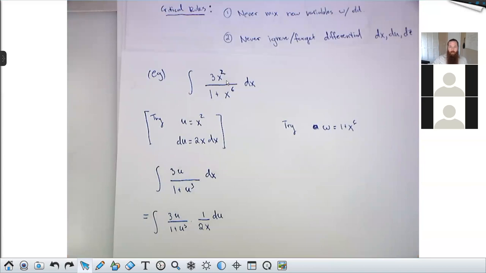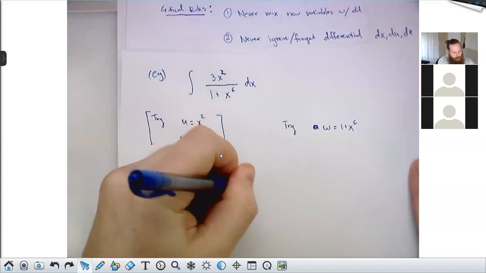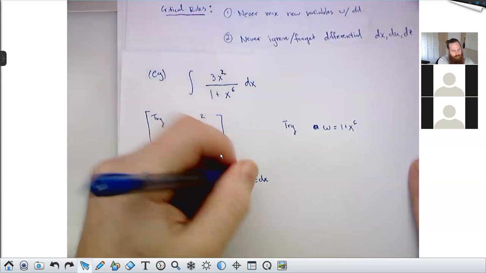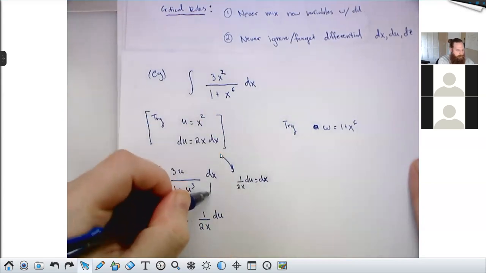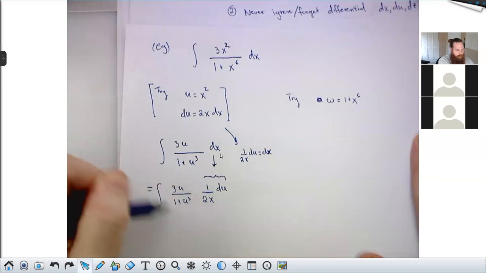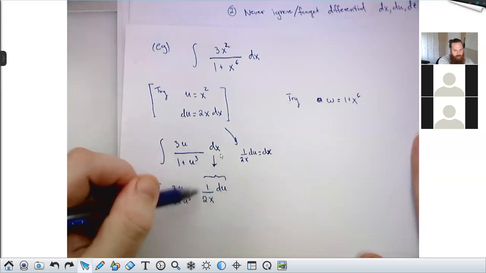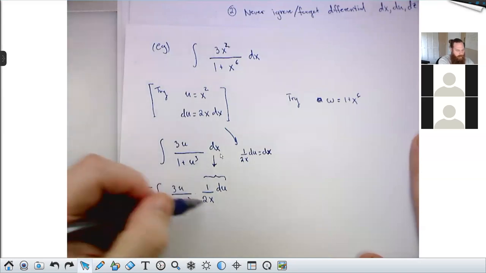Remember, it has to be all u stuff before I can do any integration. So I need to get rid of all the x's. Can't have any dx's, can't have any x's. So from this line to this line, I took this equation, du equals 2x dx, and I solved it for dx. This means 1 over 2x du is equal to dx. So this dx becomes this. But now I still have a mixture of variables here. I've got my du here, but when I replaced dx by its du equivalent, I introduced this 1 over 2x. The 2 isn't a problem, but the x is. How do I get rid of this x?